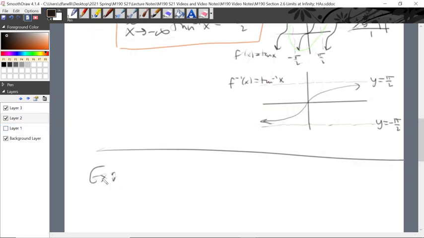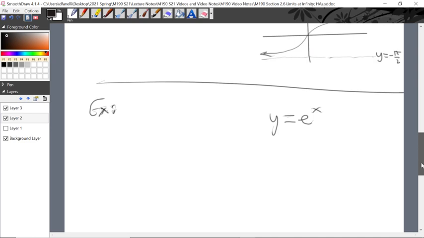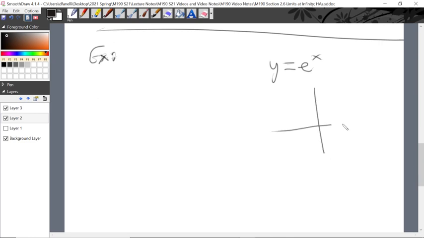Okay, so y equals e to the x, the exponential growth function.